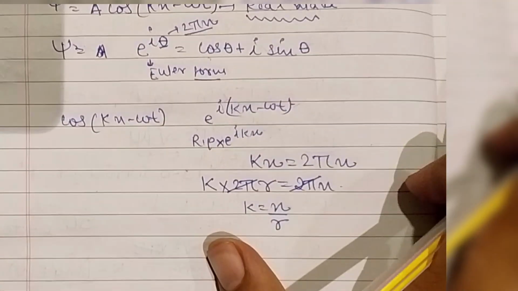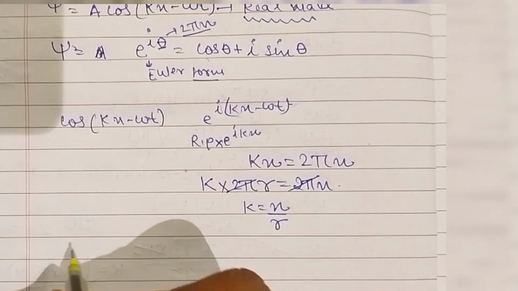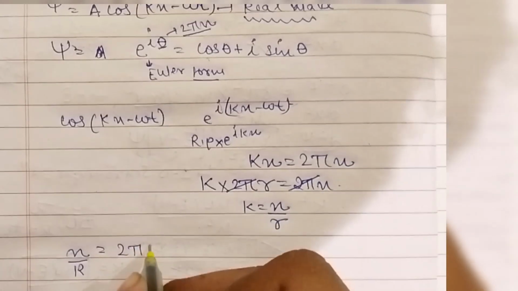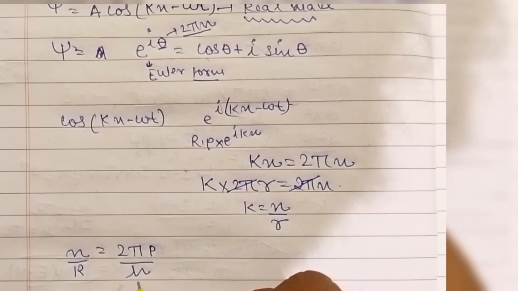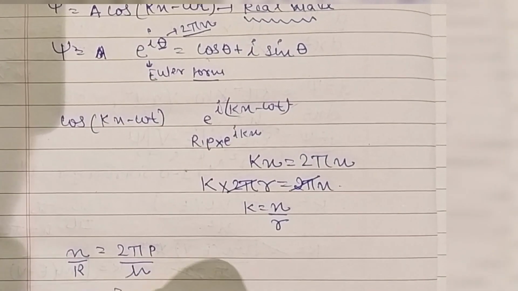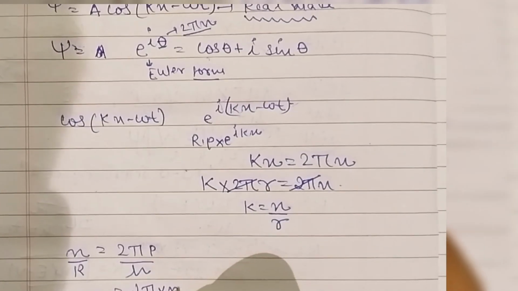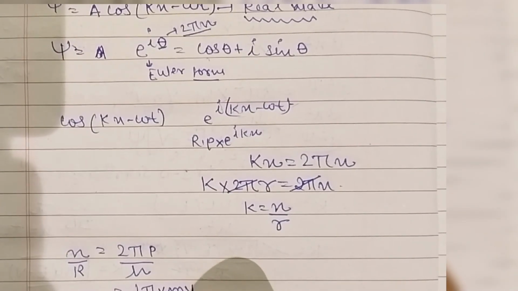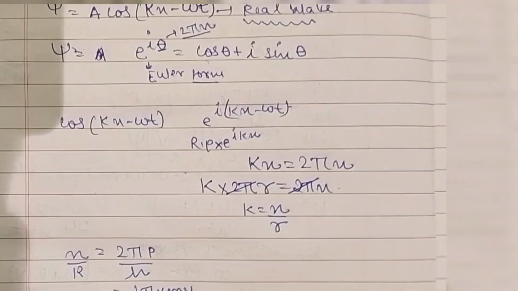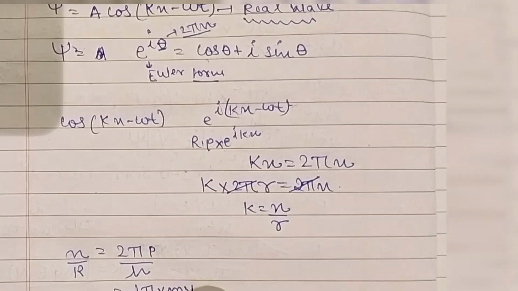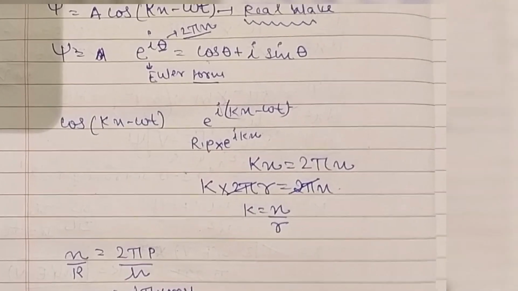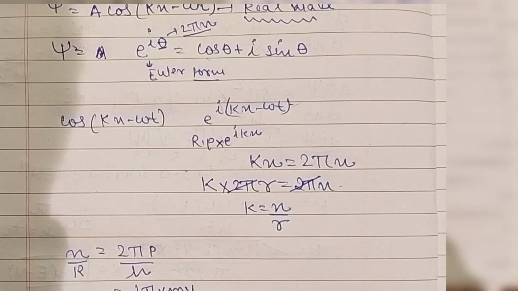Okay, so we got k is equal to n by r, and if we compare, n by r is equal to 2 pi into momentum upon h. So n upon r is equal to 2 pi into m into v, which is momentum, upon h. So n into h upon 2 pi is equal to m v r. And Bohr said that the angular momentum is n times h upon 2 pi.